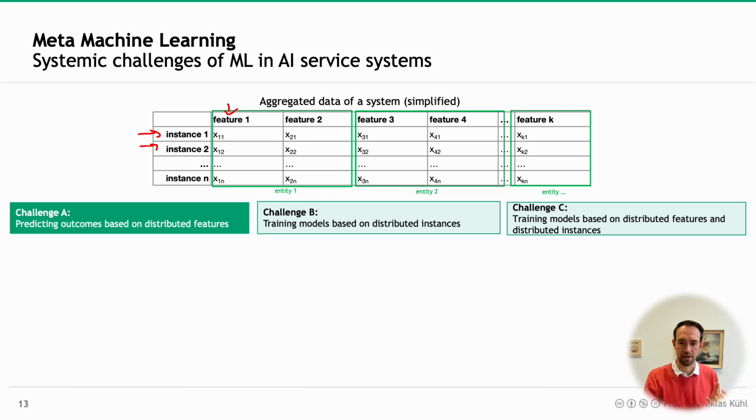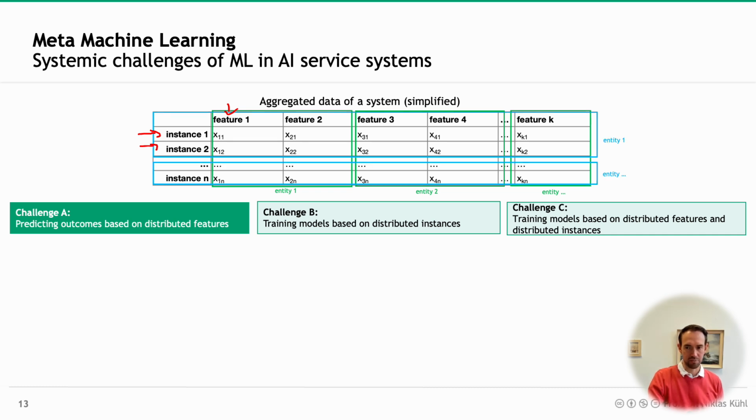That's a case of the bank, right? Where one customer is a customer with multiple banks, has multiple bank accounts, but now we know different credit histories about that same instance, about that same customer, right? So this challenge would be, in more mathematical terms, predicting the target based on distributed features. The other challenge might be that the features are the same, but the instances are distributed across entities. So challenge B over here, training models on distributed instances.